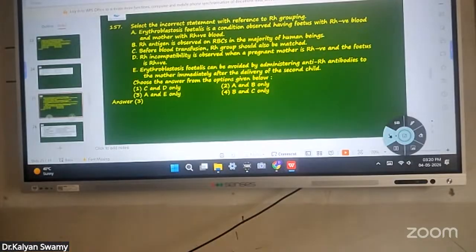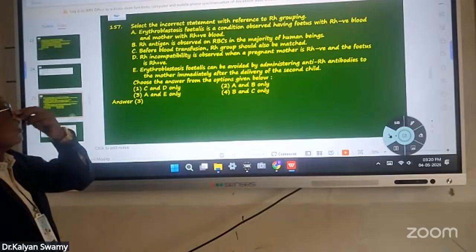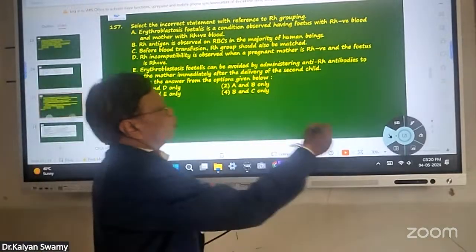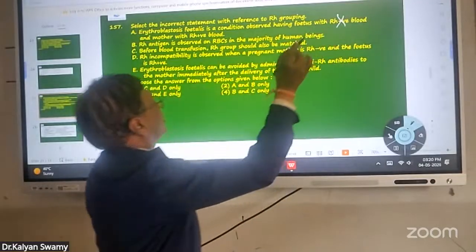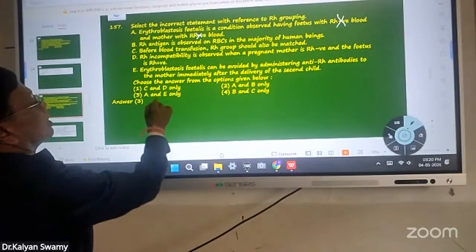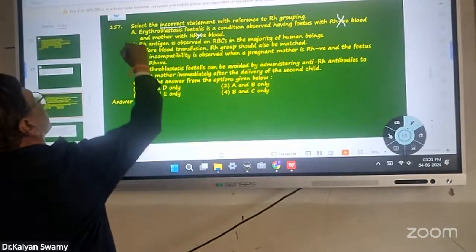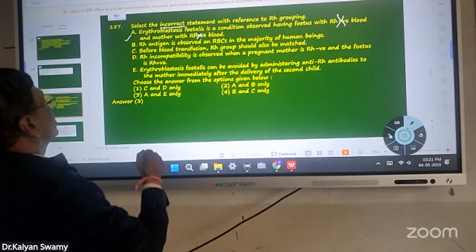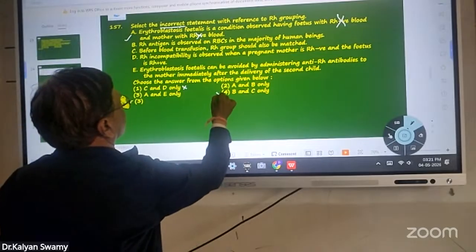Next, coming to select the incorrect statement with reference to RH grouping. Erythroblastosis is a common condition observed in the fetus with RH negative. This is wrong. The fetus should always be positive and the mother should be negative. Which option is the incorrect option? This should be the incorrect statement, so you can strike out this one and this one.